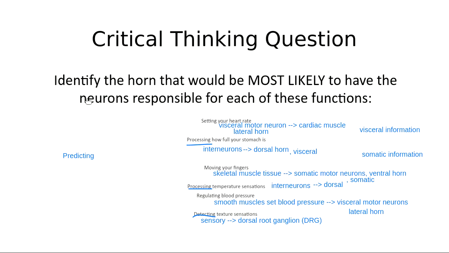Okay, so we've gone through and given some specific examples of things that your body might need to do, or some of the processes your body needs to do. We figured out which horn of the spinal cord would be responsible for each of these different things. You have this activity both in your lecture notes and in the guided lesson.